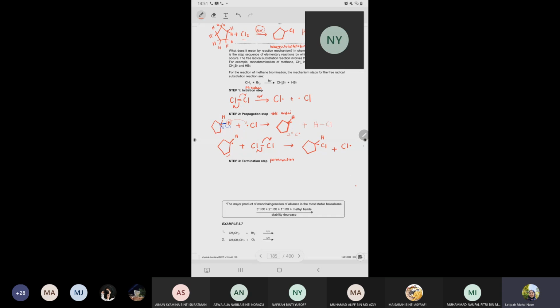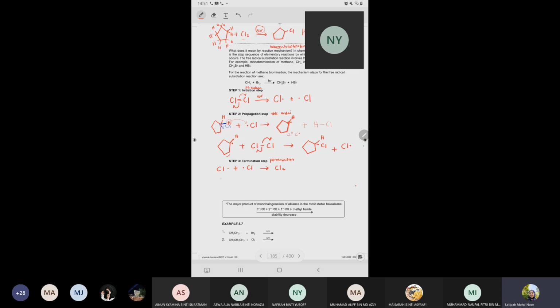Penamatan. Okay, tindak balas penamatan. Step langkah penamatan. Kita nak tamatkan semuanya. Kita nak produk dia jadi chlorocyclopentane saja. Okay, so you have to stop the reaction. So what you have to do? Okay, use all the free radicals that you have. Okay, tadi kita ada Cl dot dekat atas. So gunakan balik, dia akan dapat Cl2.